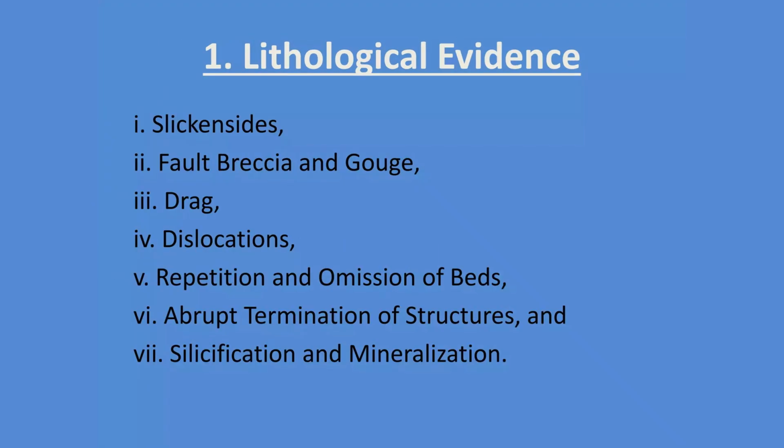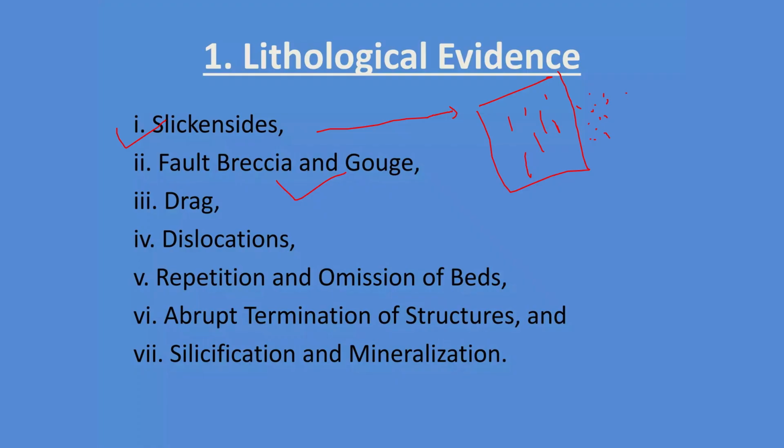The first thing is lithological evidence. If you find slickensides, it means this is the fault surface, and the movement is, suppose, the dip slip, and you can find line-like features over the surface. It is called slickenside. And fault breccia and gouge: because of the faulting along the fracture surface, very fine brecciation takes place and small fragments are produced, because it is a brittle kind of deformation. That is called fault breccia and gouge.